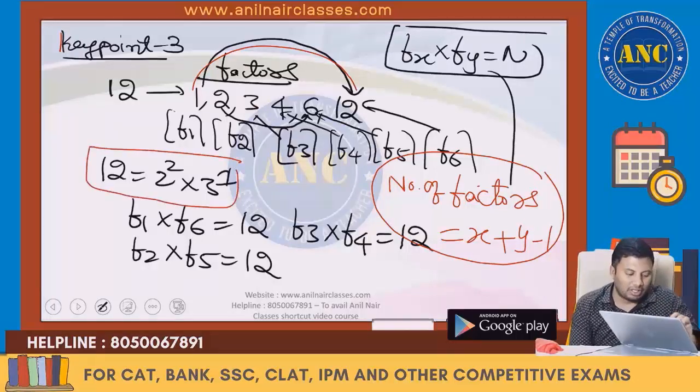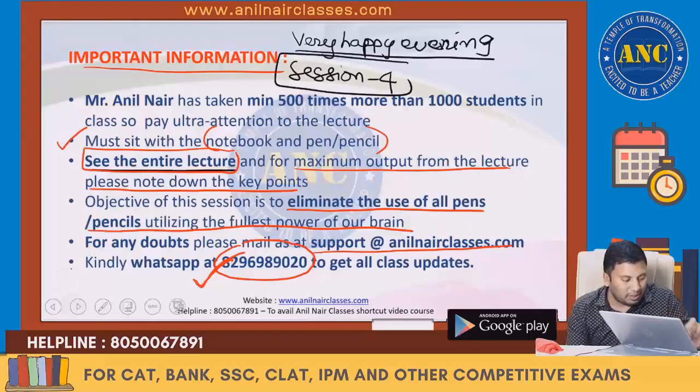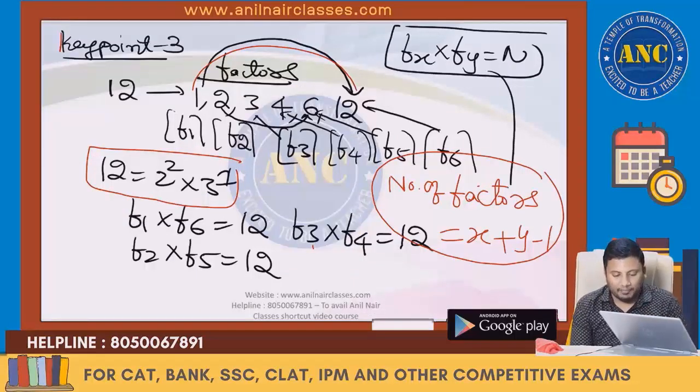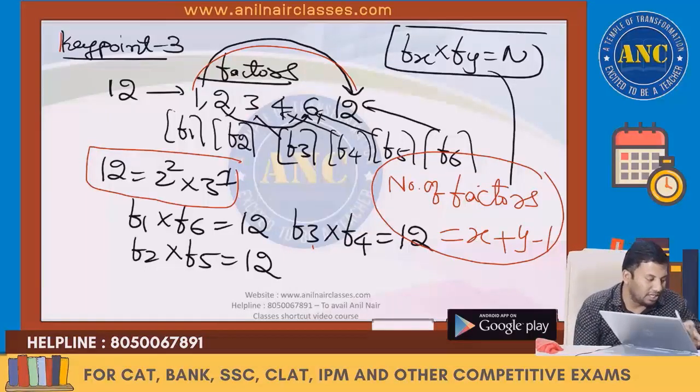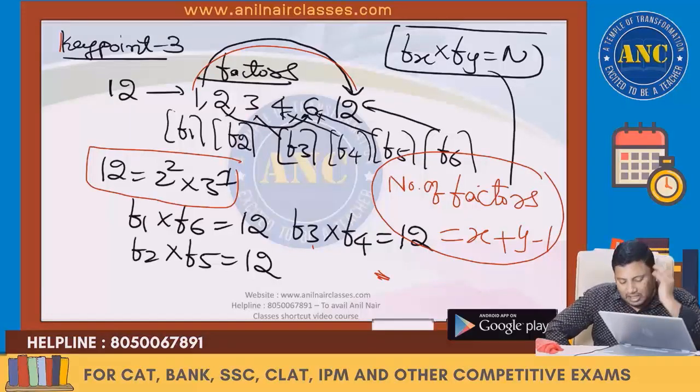Second into fifth is 12. Again it will have 6 factors. 3 into 4, again it will have 6 factors. Please make a note of it. If fx into fy is n, the number of factors will be x plus y minus 1. Please write down the question. I hope this concept is clear. F1 into F6 is 12, so the number of factors for 12 will be 6.